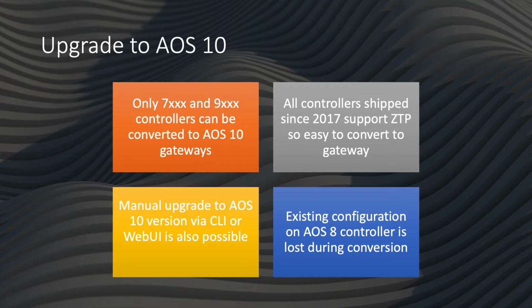So, which gateways can be upgraded to AOS 10? Only 7000 and 9000 series controllers can be converted to AOS 10 gateways. All controllers that were shipped since 2017 support ZTP, Zero Touch Provisioning, so they are easy to convert to a gateway. Of course, you can also manually upgrade to AOS 10 via the command line interface or via the web user interface of the controller. And keep in mind that the existing controller, so the AOS 8 configuration, is lost during the conversion, so you have to start from scratch on Aruba Central.